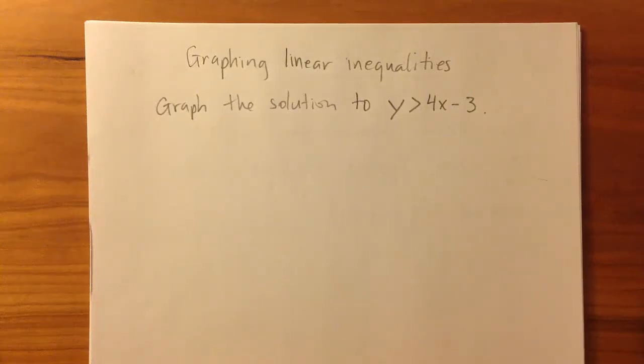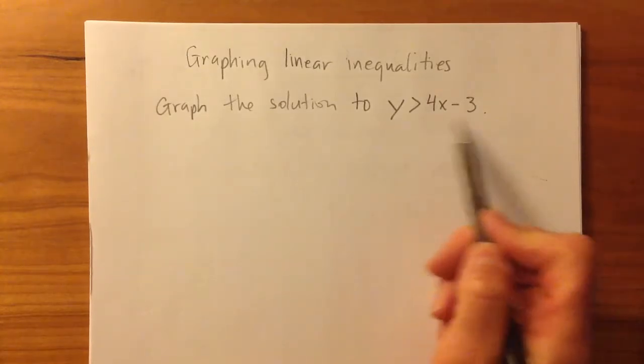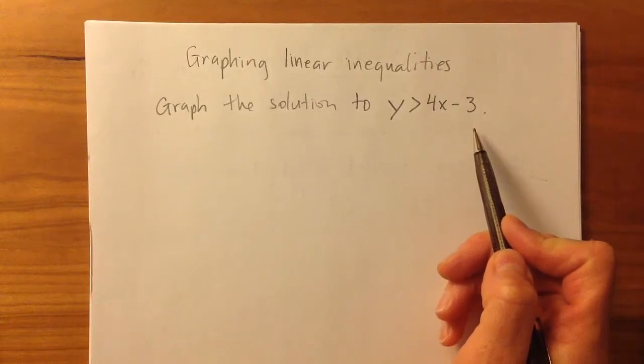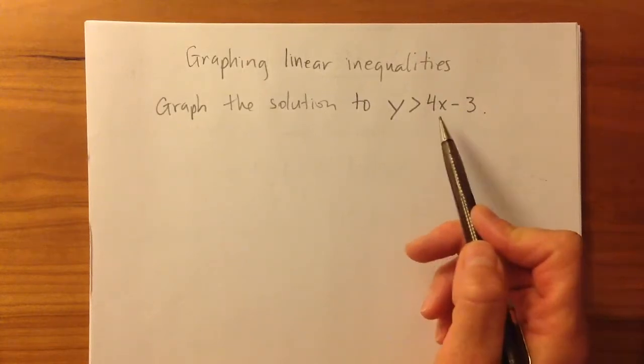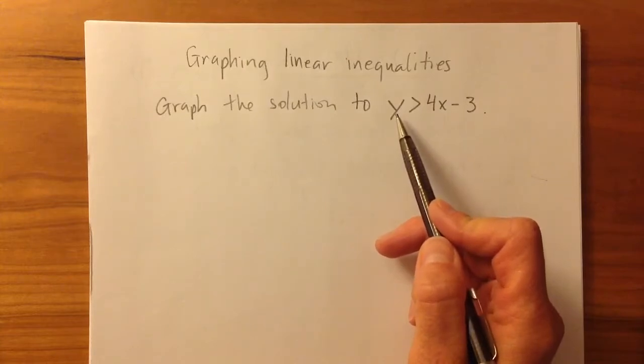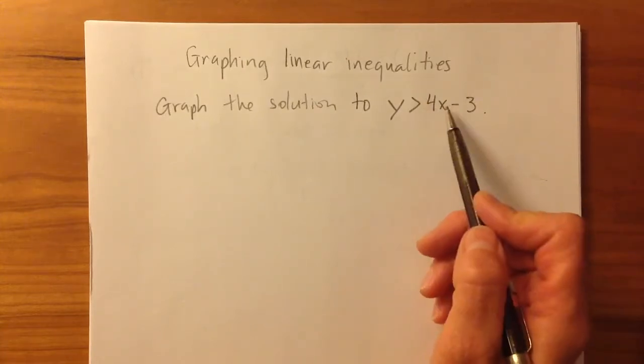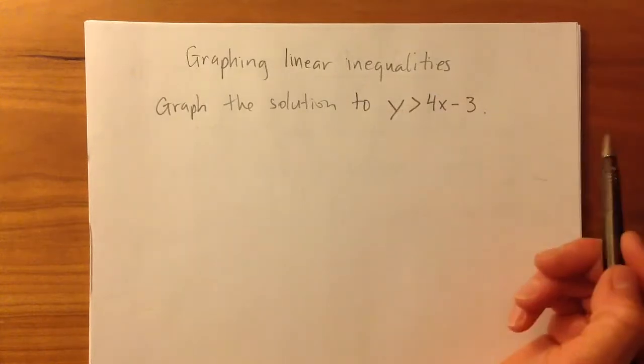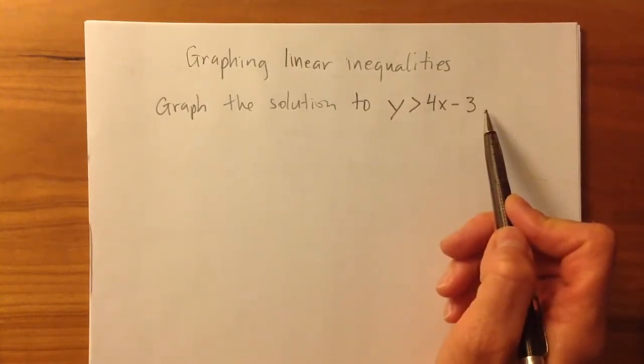Okay, in this video I'm going to show you how to graph solutions to linear inequalities. So consider this linear inequality right here. A point which has an x-coordinate and a y-coordinate solves a linear inequality if, when you substitute the x in for the x and the y in for the y, the inequality is true.